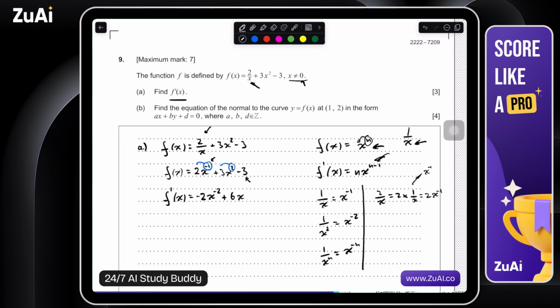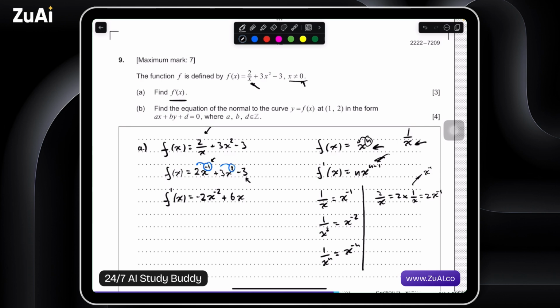Find the equation of the normal to the curve y equals f of x at 1, 2 in the form ax plus by plus d is equal to 0. And then it says where a, b, and d are, and this Z means whole numbers.